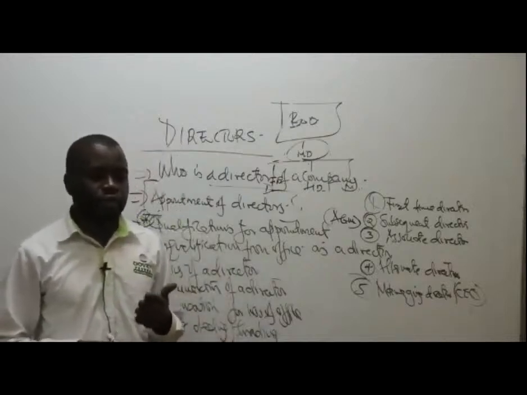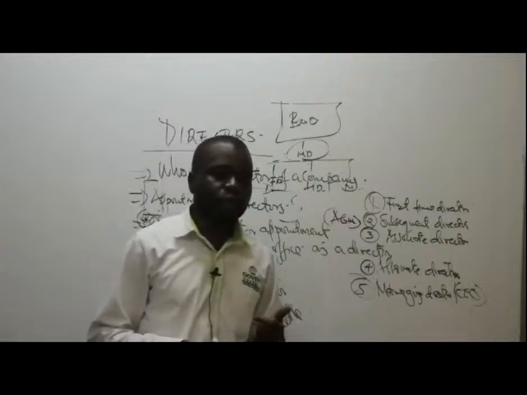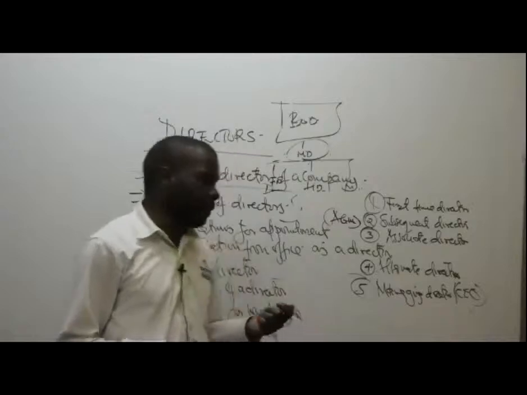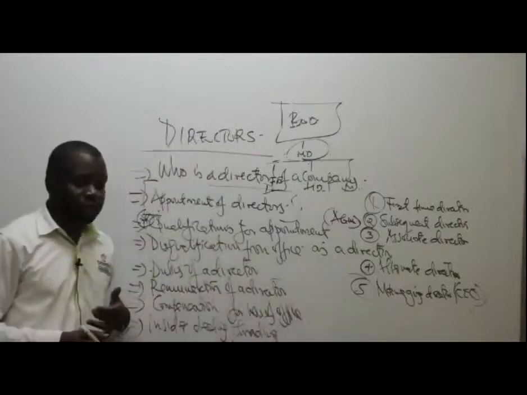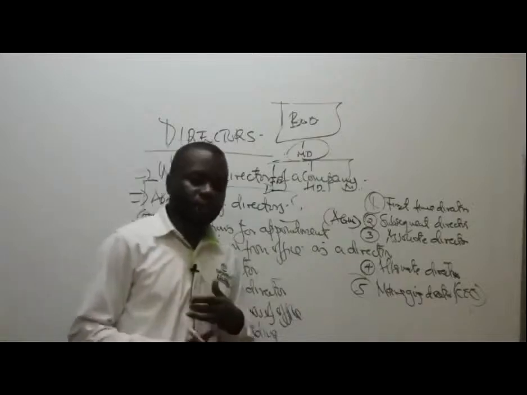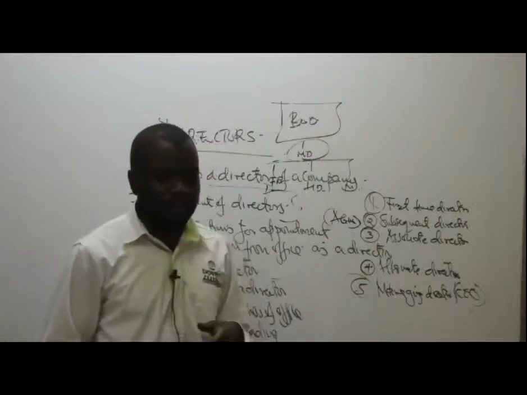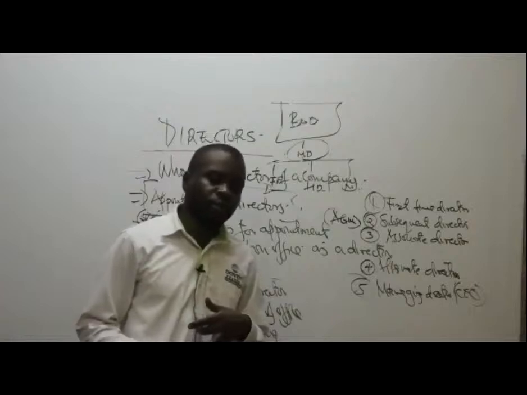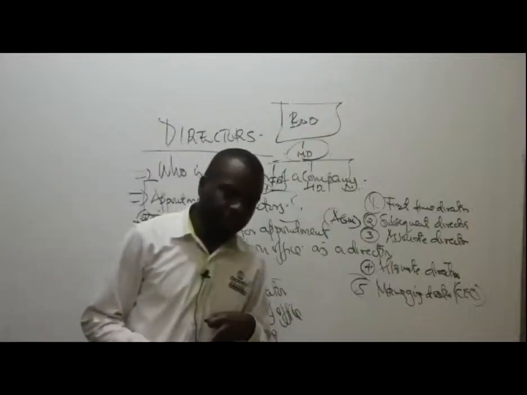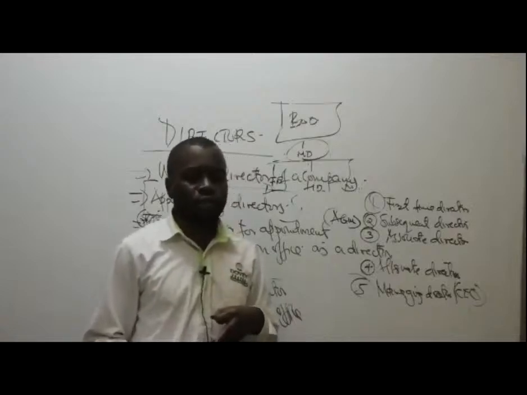So if the court declares you bankrupt, it simply means that you are not qualified to be appointed a director in any company. Also, if you've not attained the age of 18 years, you won't be appointed. So the qualifications: you must have attained the age of 18 years. Number 2, you must not have been declared bankrupt by a court of law. Then number 3, you must have taken up what we call qualification shares.